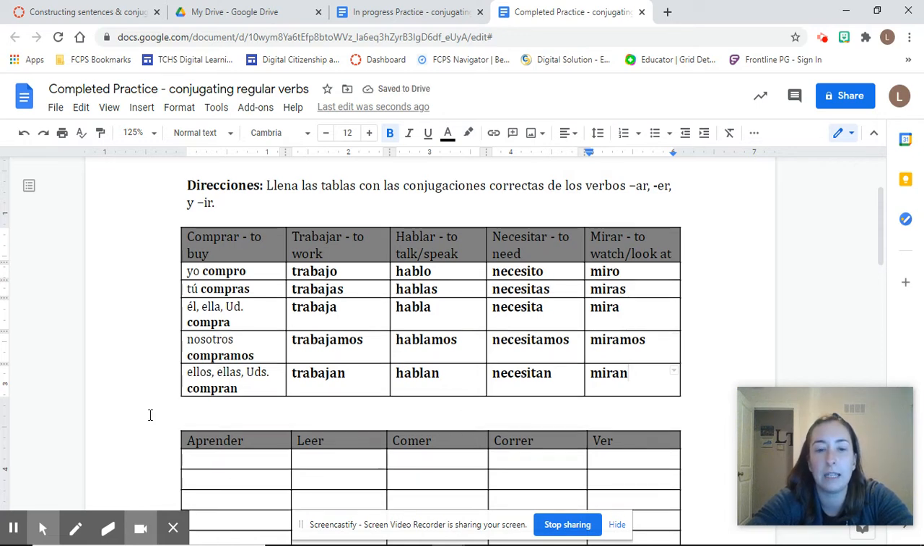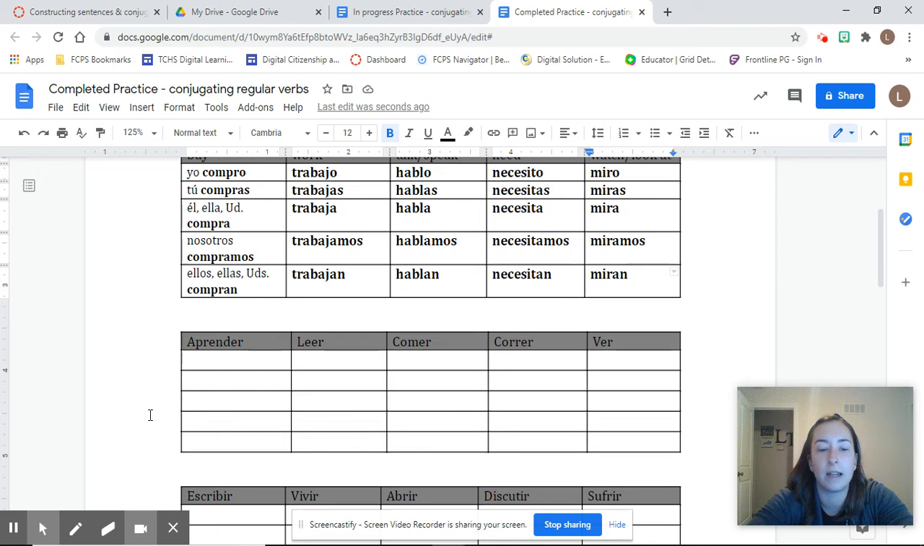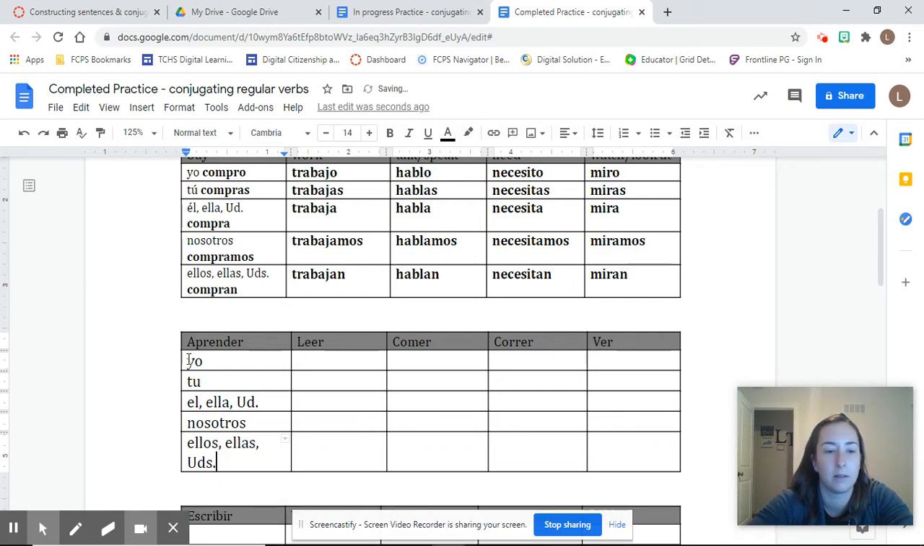Now we're going to go to ER. If you want to write your subject pronouns again, you would write them here at the beginning. In those boxes, or you can add a row, but doing them here at the beginning will probably just help you keep everything organized as you do the other verbs.